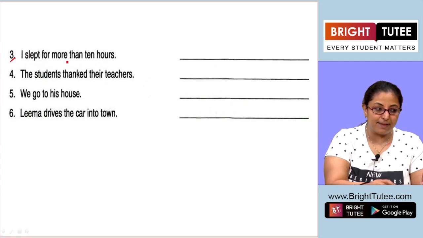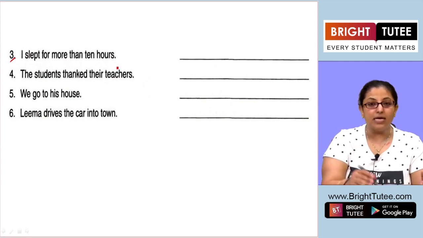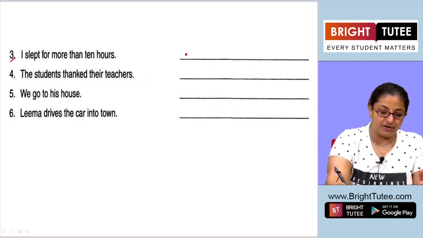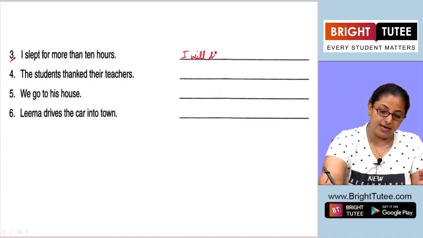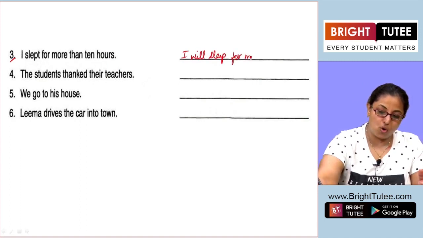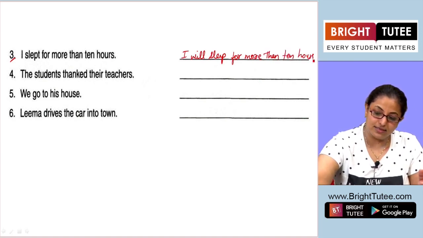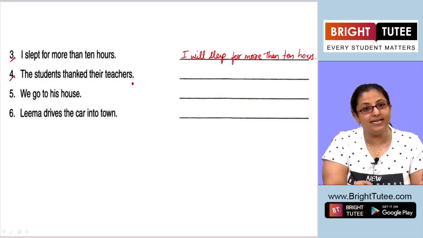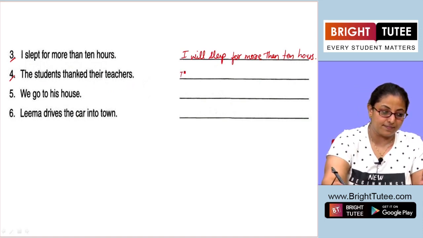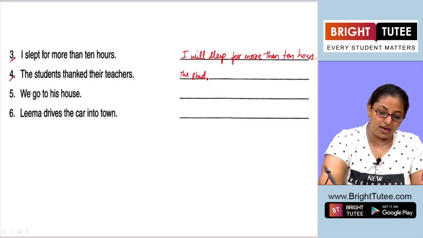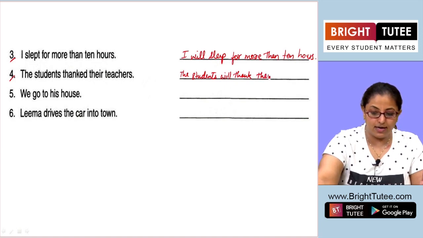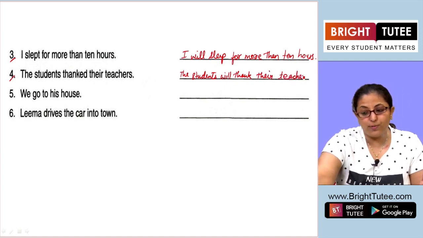Third, I slept for more than 10 hours. Now again it is in the past form, we have to make it in the future form, simple future. So we will write I will sleep for more than 10 hours. Alright. Fourth one, the students thanked their teachers. The students will thank their teachers. I hope you are understanding this.